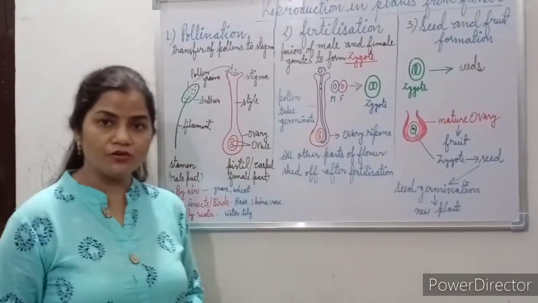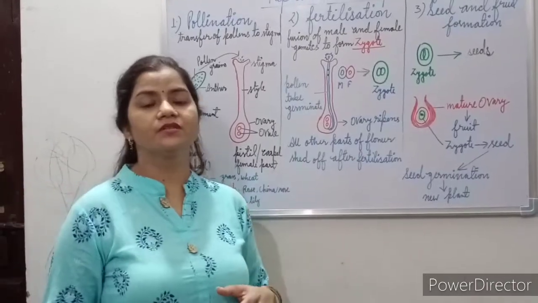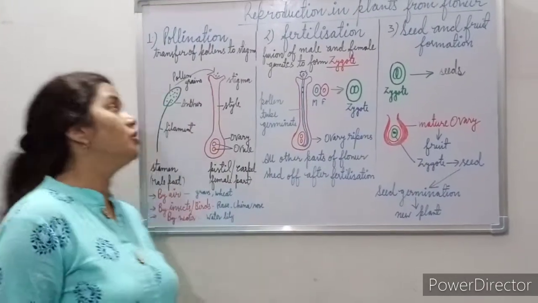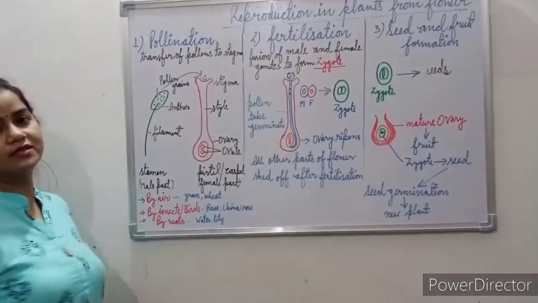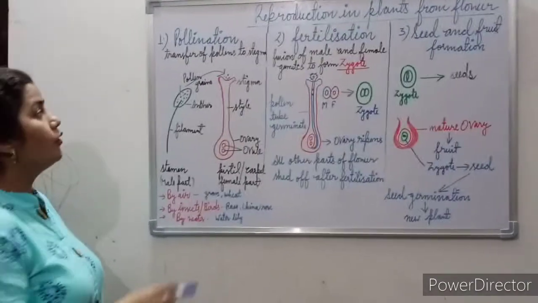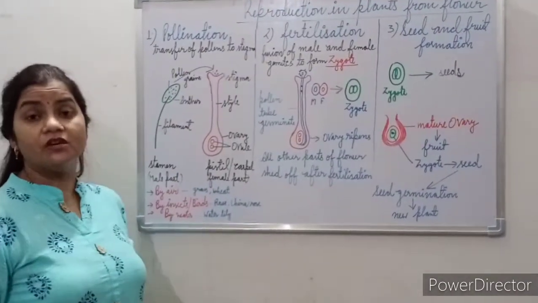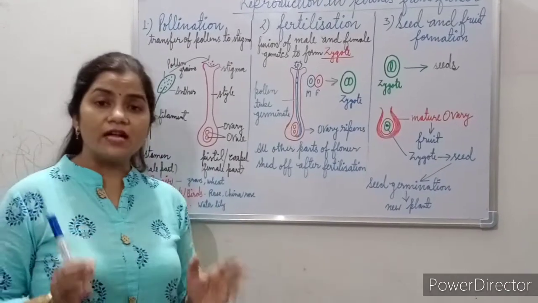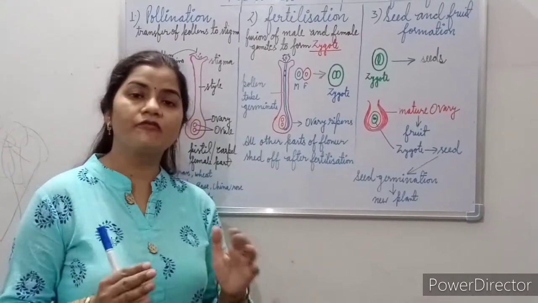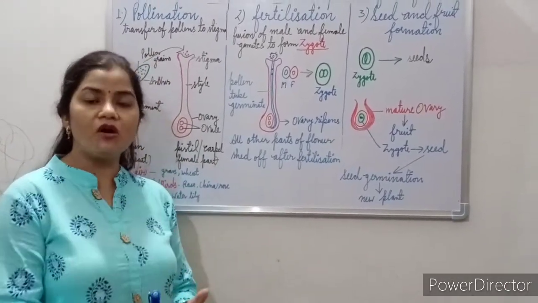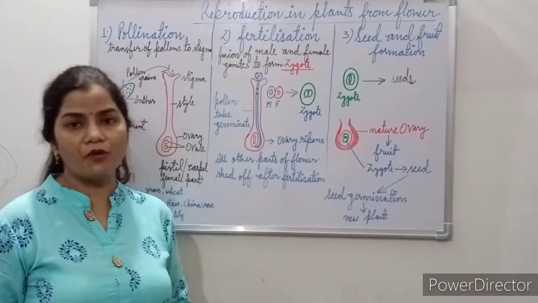These processes we are going to discuss in this topic. So the first process which we are going to discuss is pollination. What is pollination? The transfer of pollen grains from the anther to the stigma of the flower, we call pollination.